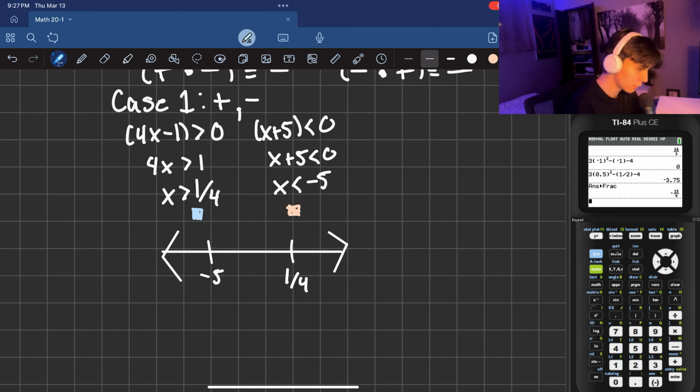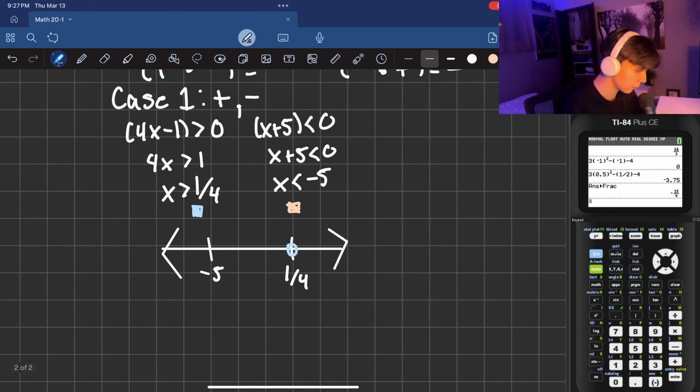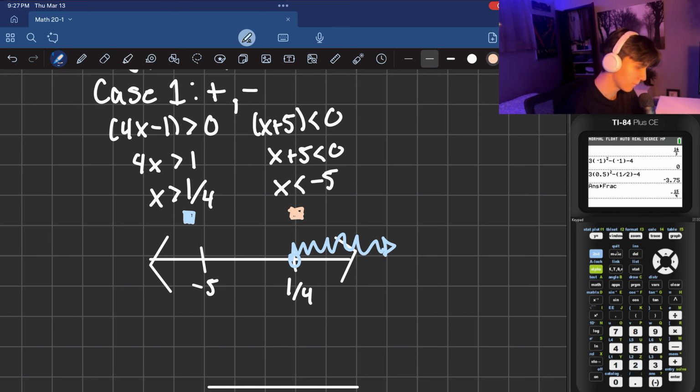So let's graph the inequality x is greater than 1 over 4. So I'm going to do this. And we're going to find every point on this number line where x is greater than 1 over 4. So x is bigger than 1 over 4 when we go all the way over here. And then let's graph where x is less than -5. So any number less than -5, we're going to go left.